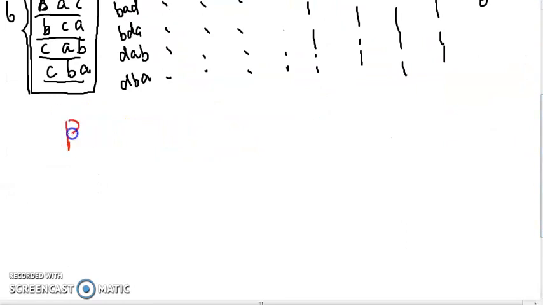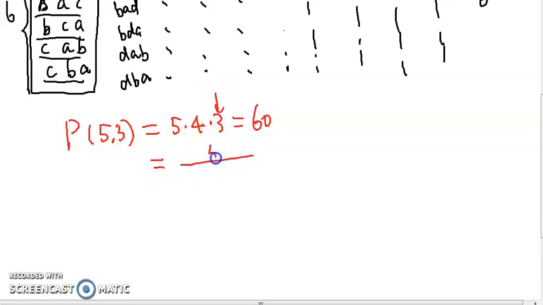So to do P53, we can either do 5 times 4 times 3, and 5 minus 3 is 2, 2 plus 1 is, so you can stop right here. That gives us 60. Or if you don't remember when to stop, you can use the other way. The other way to do it is the top is 5 factorial. The bottom is 5 minus 3 factorial.